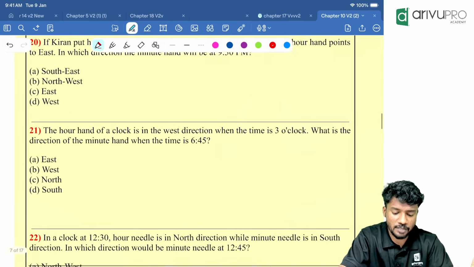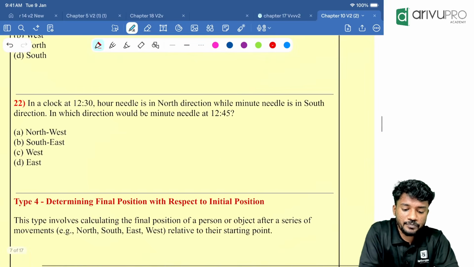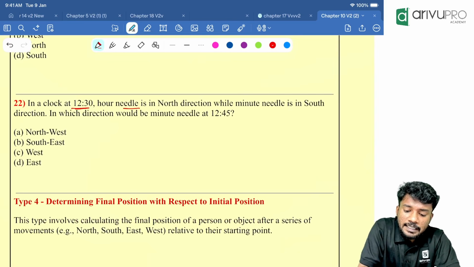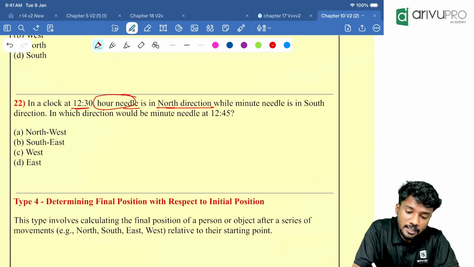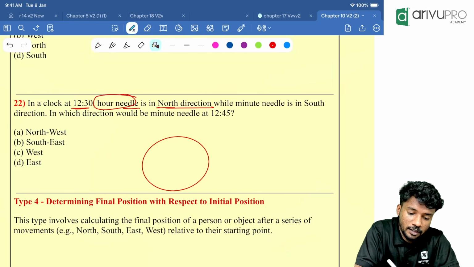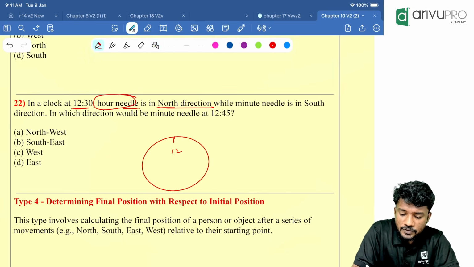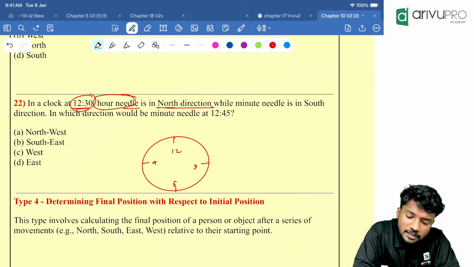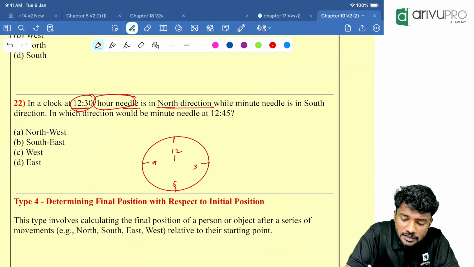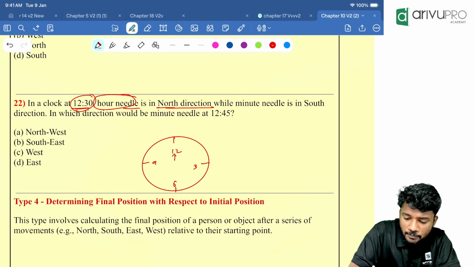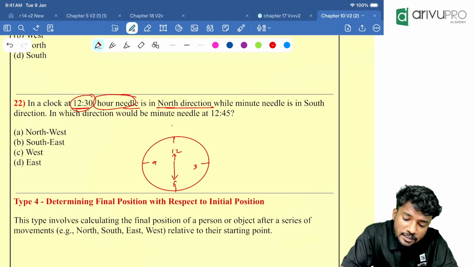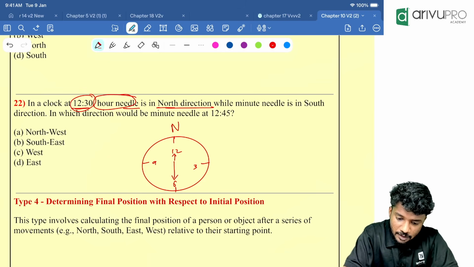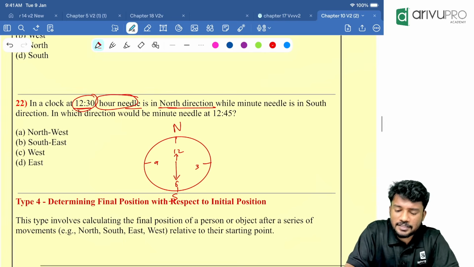Now, one more question from that. Have a look at this question. At 12:30, your needle is in the north. Which one? The R needle is in the north direction. That means if the clock is there, 12 is here, 6 is here, 3 is here, 9 is here. At 12:30, the hour hand will be pointing towards 12 and the minute hand will be pointing towards 6. Then our needle is pointing towards north. Then this is south. It is a normal question.